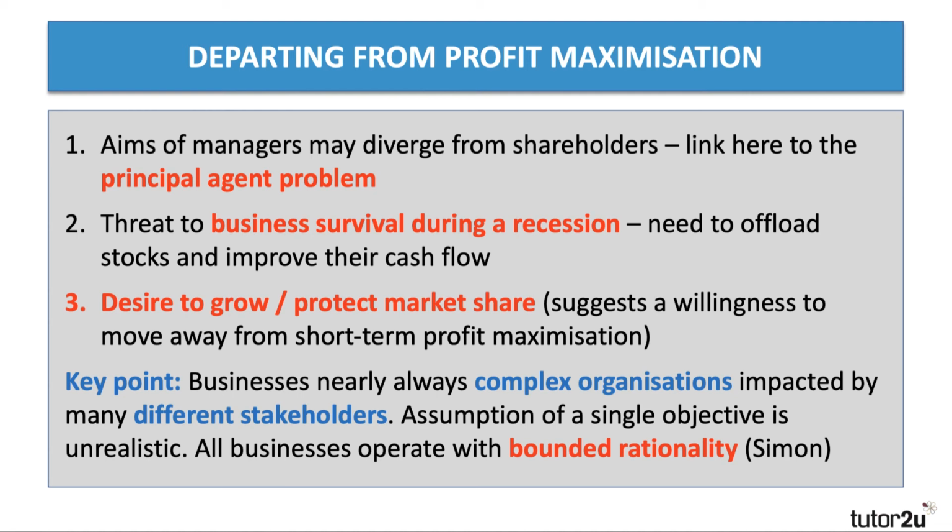Second reason for departing from profit max is that businesses are looking to survive during a recession, for example, or a pandemic. They may have some surplus stock they want to get rid of, or their cash flow could be draining away. They need to cut prices, sacrifice profit just to improve their cash flow. And crucially, often businesses want to grow. They want to grow their market share. They want to achieve market dominance, and that might involve a departure away from short-term profit maximisation.